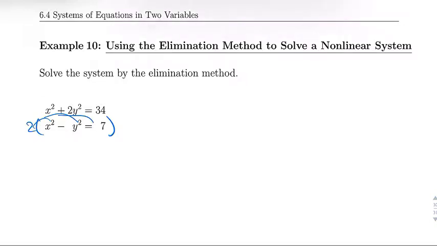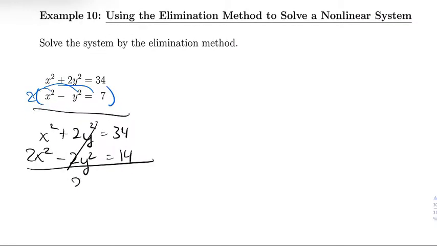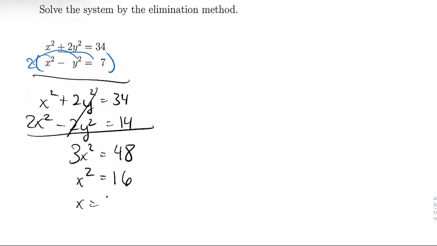So then what that'll give us, I'll get x squared plus 2y equals 34. And then I'll get 2x squared minus 2y squared equals 14. When I add, these are going to cancel. I get 3x squared equals, that's 40, 44, 48. So then x squared equals 48 divided by 3, which is 16. So then x equals plus or minus 4.